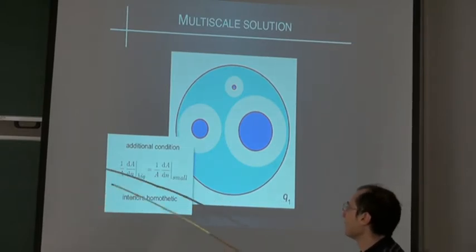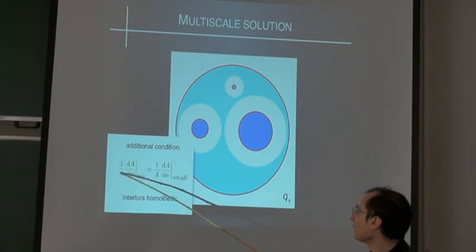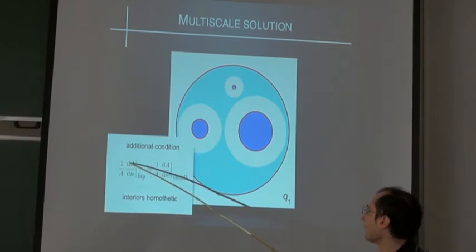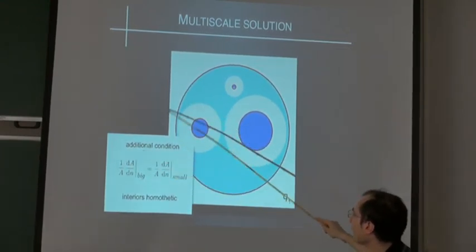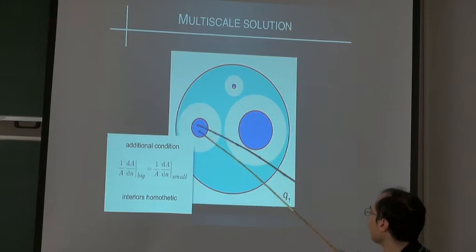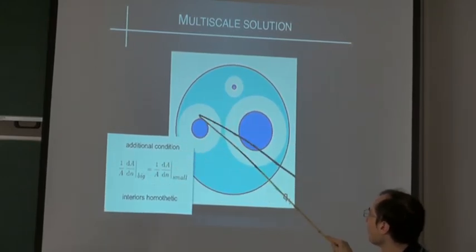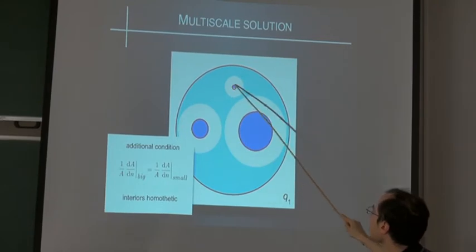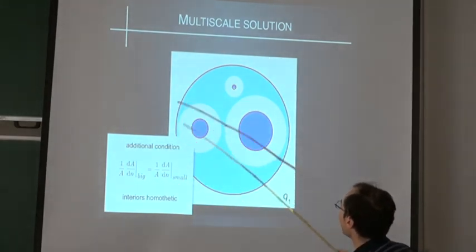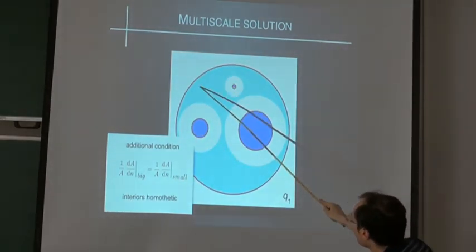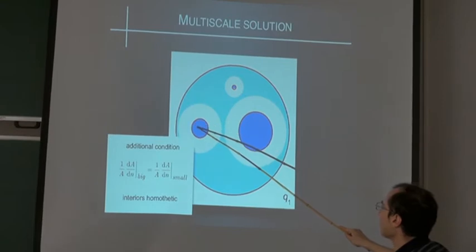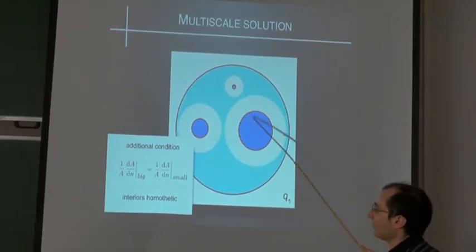I will assume something more about that. Namely, I assume that 1 over the surface area of this body multiplied by the derivative of the area with respect to a normal vector right here on the surface of this big body is equal to the same combination on each of these smaller spheres here. This may look like a bit of a mysterious condition, but it's very important because if it is satisfied, then it turns out that the cap of a free sphere, which we have here, is exactly homothetic to the spheres right here. So it's an additional condition.